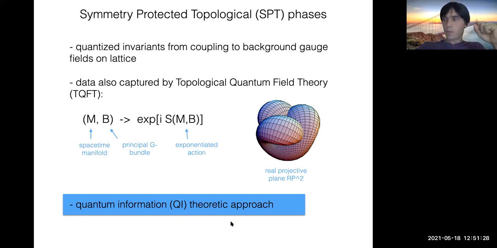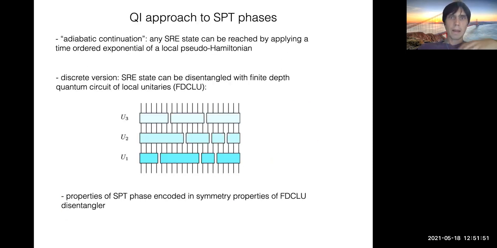So in the remaining 5 minutes or so, I just want to mention something about this quantum information theoretic approach, which, one of its virtues is that it's more closely tied to the lattice. It's a way of really directly trying to understand these SPT phases on the lattice without appeals to topological quantum field theory of the continuum or anything like that. Okay, I'll keep watching time.